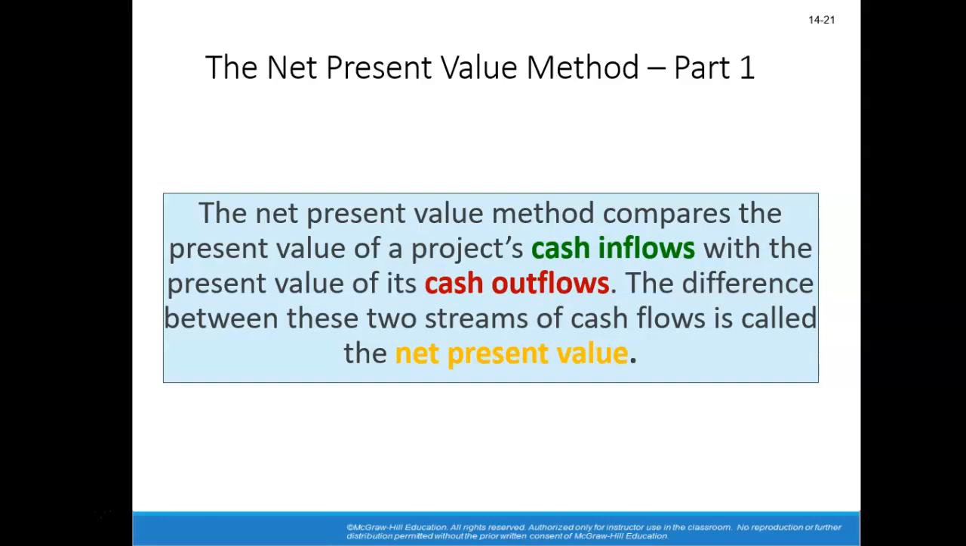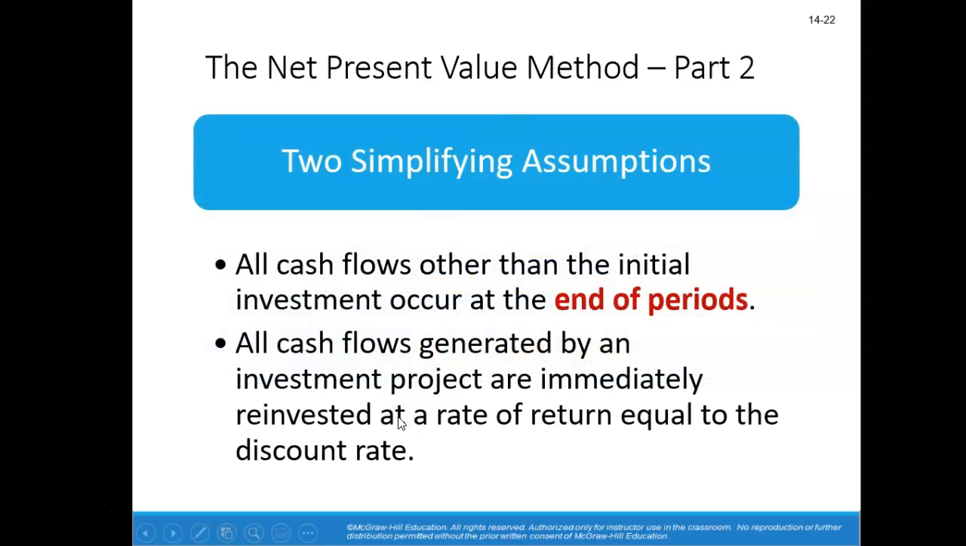When we combine the present value of the cash inflows, that's a plus, with the present value of the cash outflows, that's a minus, when we net them all together, we'll see if we have a positive net present value or a negative net present value. Okay? When it comes to the net present value method, there are two simplifying assumptions from an academic standpoint.